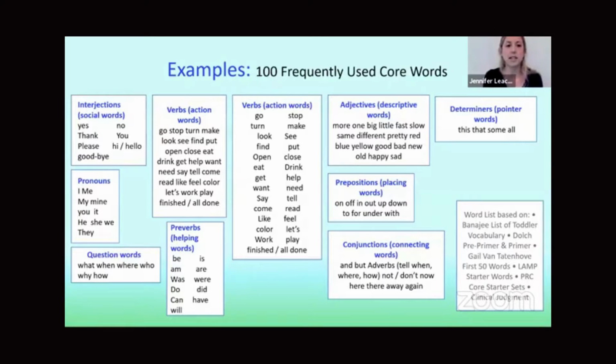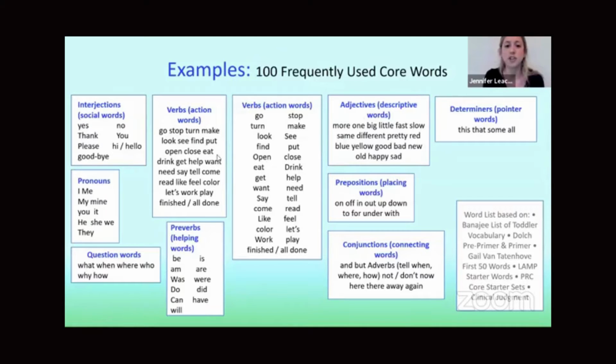So here is an example of 100 frequently used core words. So here you can see that they're made up of interjections, pronouns, question words, action verbs, helping words, adjectives, prepositions, conjunctions, and determiners.